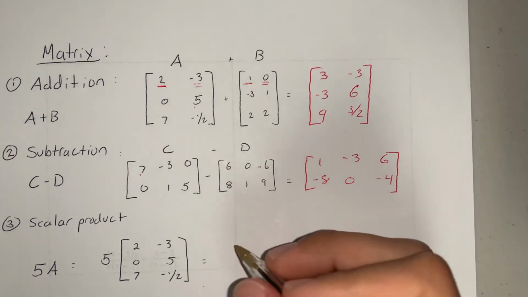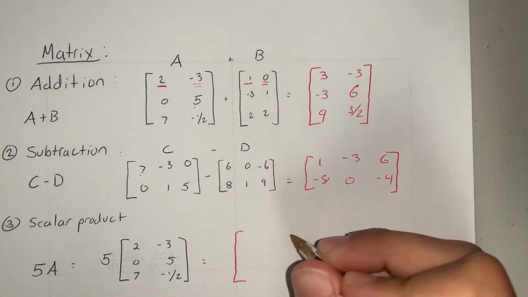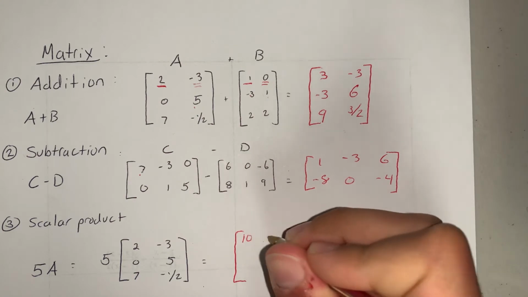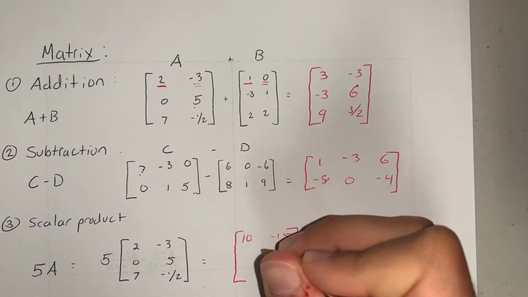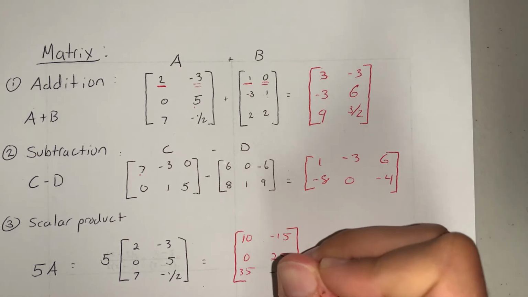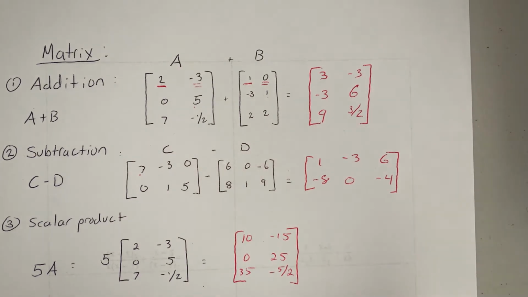Lastly, scalar product. You could probably guess what's going on, but you're going to take each of these inputs and multiply them by 5. Essentially distribute that 5 to every single input that you have here. When you do that, you'll get 10, minus 15, 0, 25, 35, and minus 5 over 2. And that's all you're going to do for the scalar product.